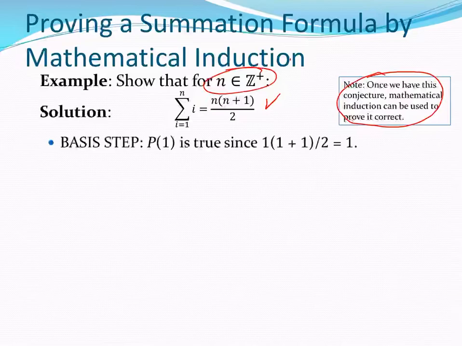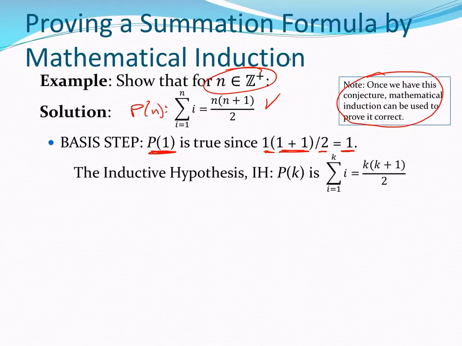We'll have the basis case first. The basis step, P of 1, is true, since if we plug in 1 for n, we get 1 times 1 plus 1 over 2, which is 1. All right, and so let me say that this is P of n. Now we're going to state the inductive hypothesis, P of k, that is, that the expression holds for arbitrary integer k.